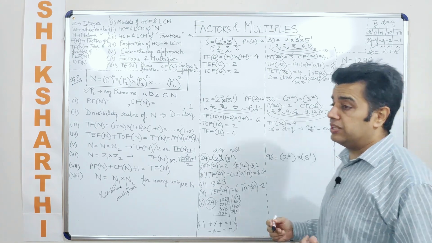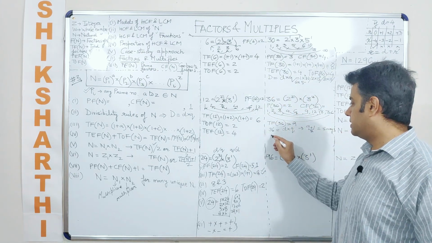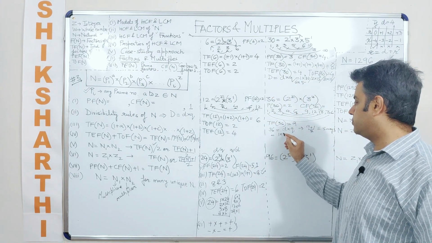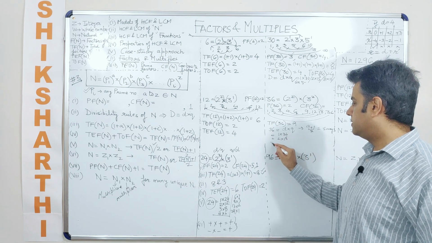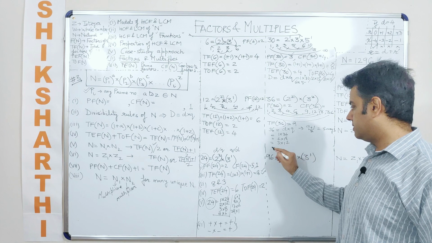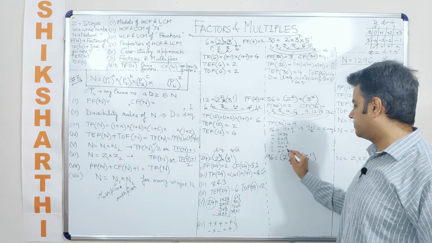Now, which are these 5 ways? Let us try and relate. So, can I say 36 can be written as 1 into 36? Yes. 2 into 18? Yes. 3 into 12? Yes. 4 into 9? Yes. And 6 into 6.